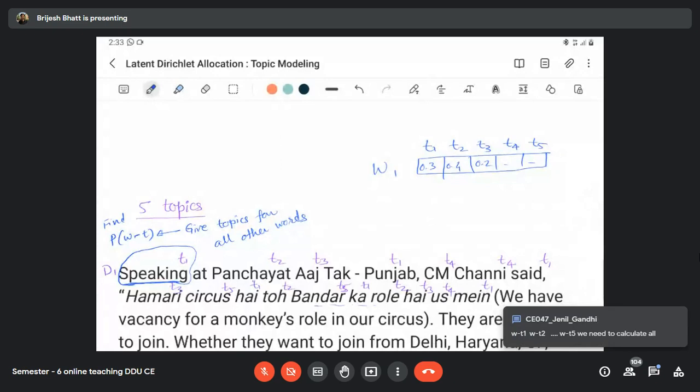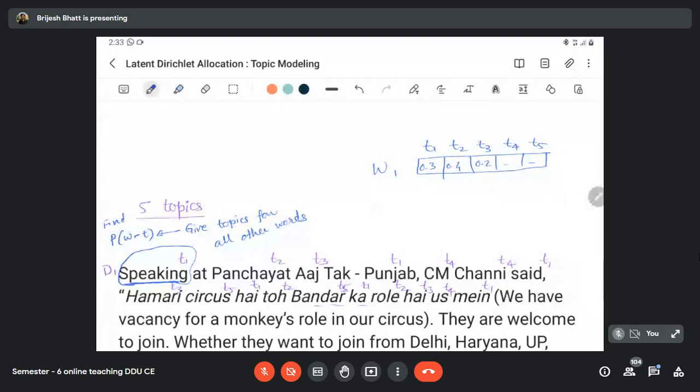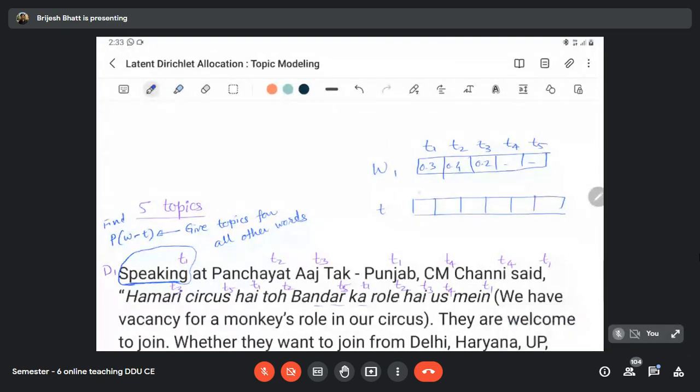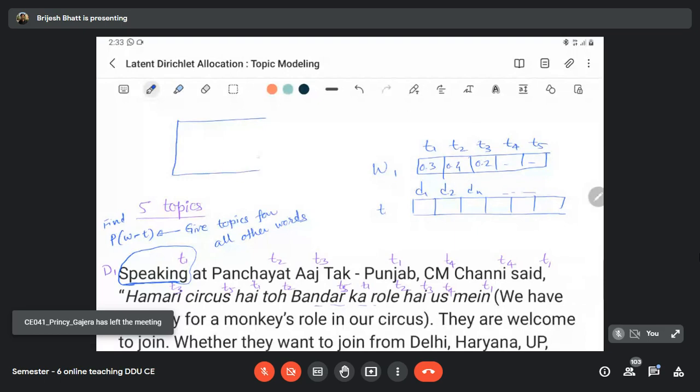Yes, the channel is saying the same thing: WT1, WT2. Yes, we need to calculate all of them, and similarly for the document also. In the document, we have our document distribution: how many times a topic occurs in the document, or how the topic is distributed across the document. So if you see it in matrix form, there are two matrices that we want to learn. One is the topic word matrix, and the second is the document topic matrix.